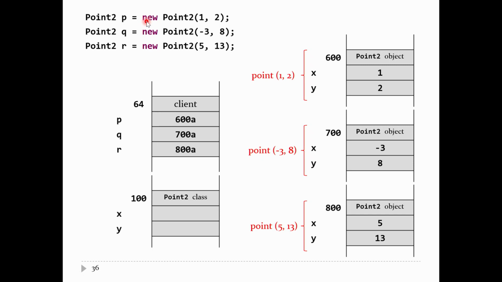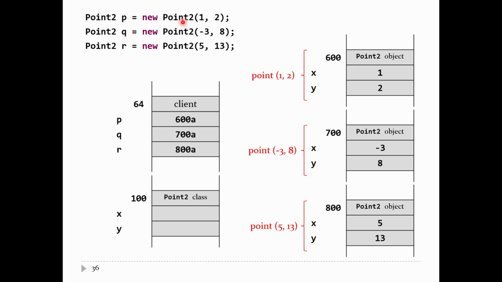When you use new, new copies the class. So it makes a copy of point2 and plunks it down somewhere in memory. New allocates memory for one point2 object. For the first point, that's going to be that point there. So we get some memory to plunk down a new point2 object.